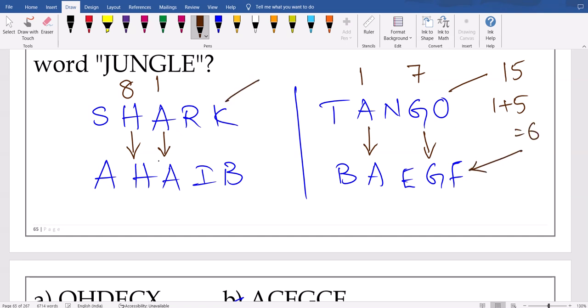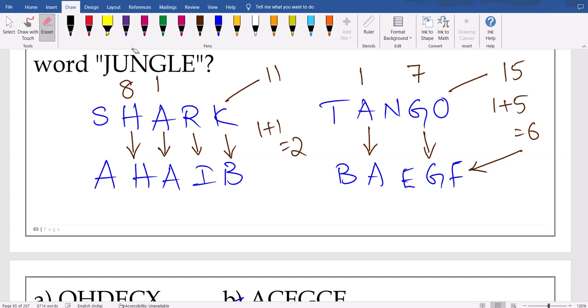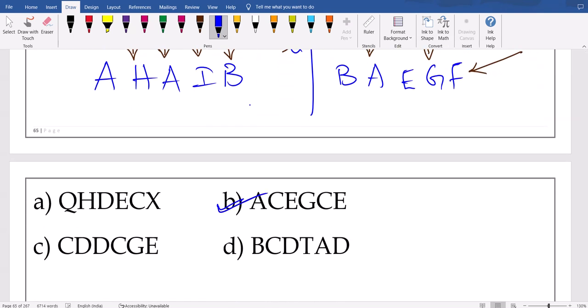What is K? 11. 1 plus 1 is 2. R is 18. 1 plus 8? 9. So it's not simply repeated. In fact, your friend's answer with the G letter is correct. G is 7, so G will come as it is. E is 5, so E will be as it is. J, what will J be? J is 10, 1 plus 0, so we'll get A starting. That's the logic.